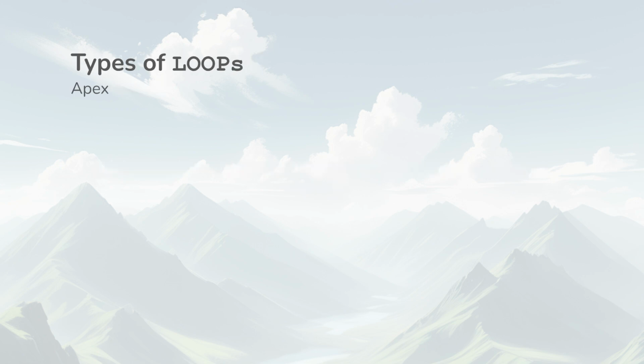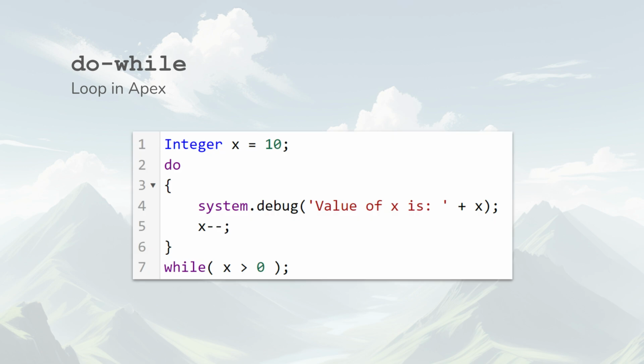in Apex. These are the types of loops available in Apex: do while, while, and for. Let's take a look at these one by one. Do while. This is made up of two statements, do and while. Here is the syntax of this loop.